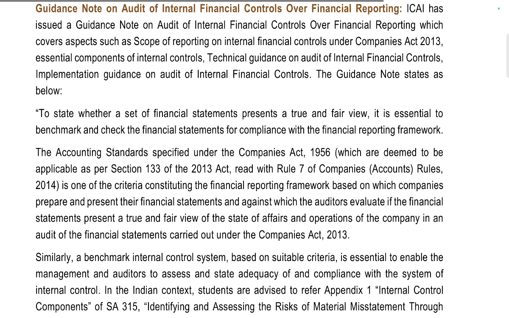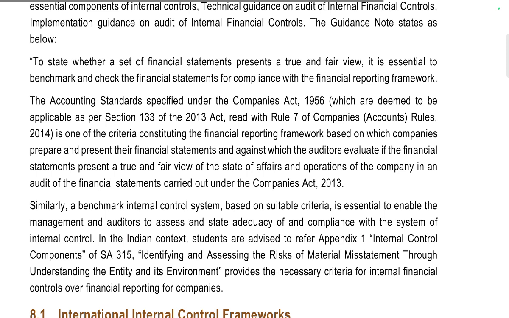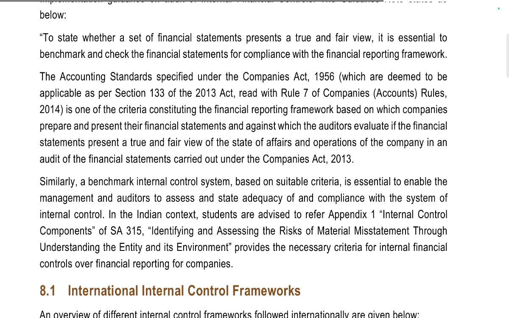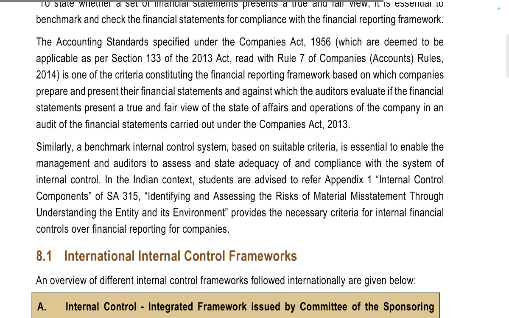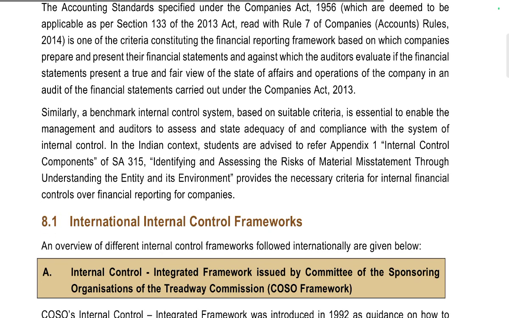The guidance note states that to state whether a set of financial statements presents a true and fair view, it is essential to benchmark and check the financial statements for compliance with the financial reporting framework. The accounting standards specified under the Companies Act 1956, which are deemed to be applicable under section 133 of the Companies Act, relate to Rule 7 of the Companies Rules. One of the criteria is a financial reporting framework on which the company prepares and presents its financial statements, against which the auditor evaluates them to give a true and fair view of the affairs and operations of the company, and the audit of financial statements is carried out under the Companies Act 2013.